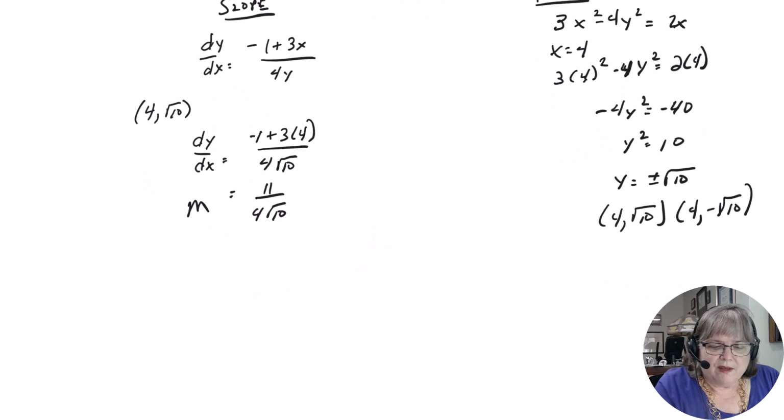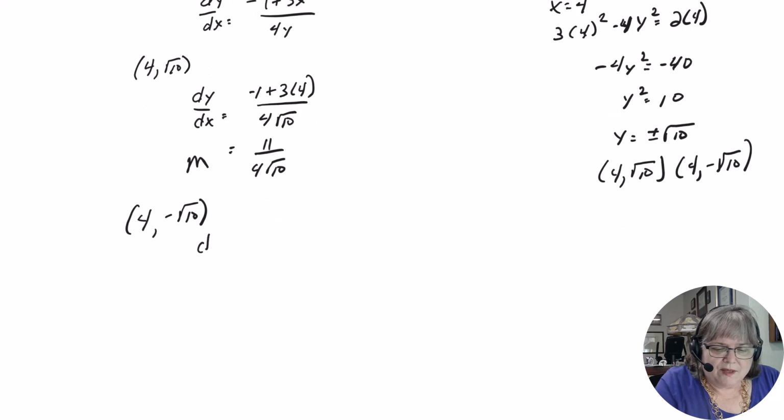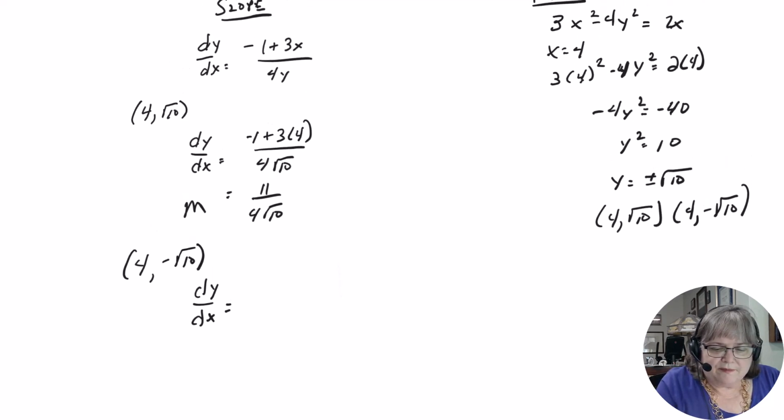Okay? Then using 4 and negative square root of 10, dy/dx equals, all right, so you would have, let me scroll this down, negative (1 plus 3 times 4), like before, over 4 times a negative square root of 10.